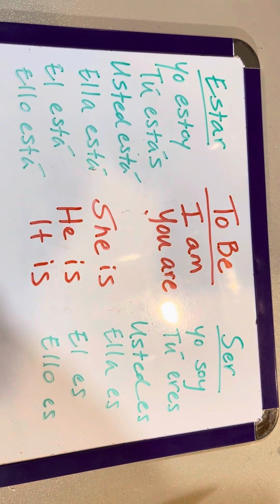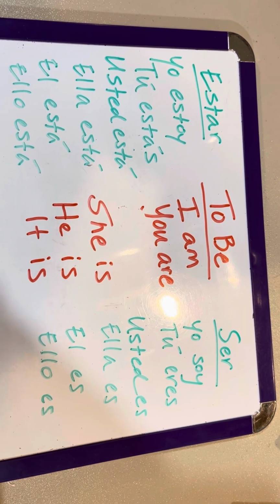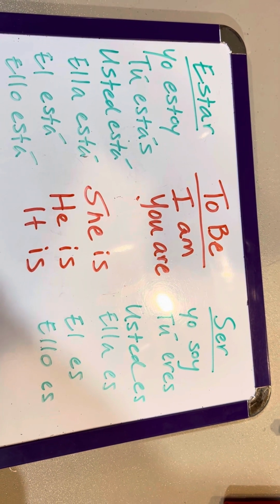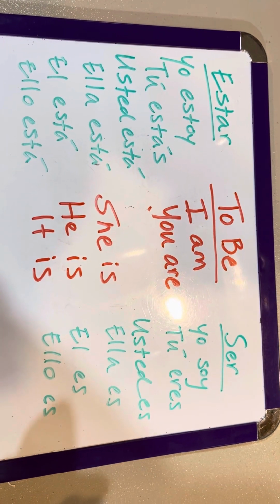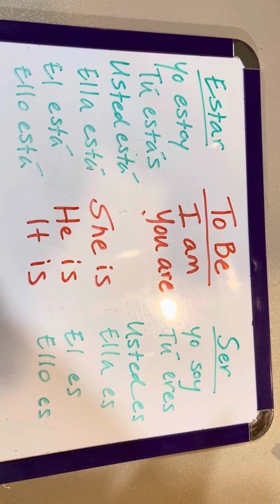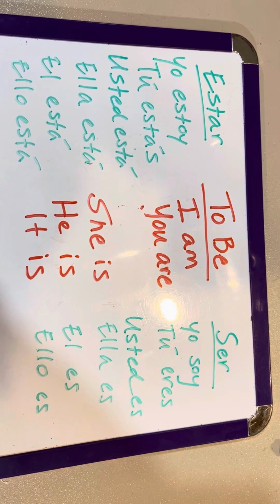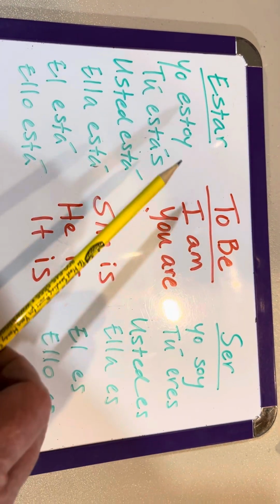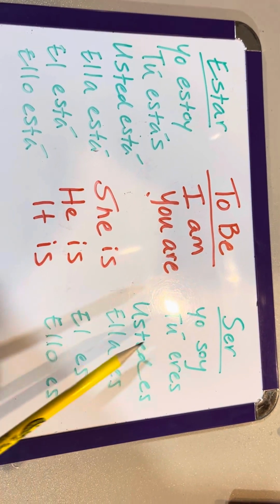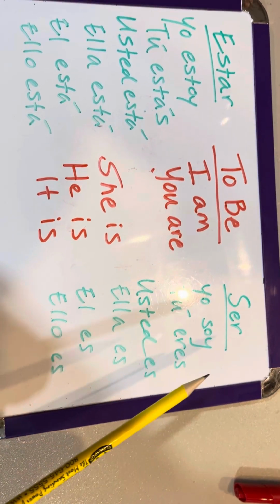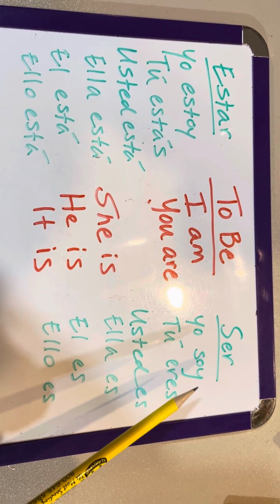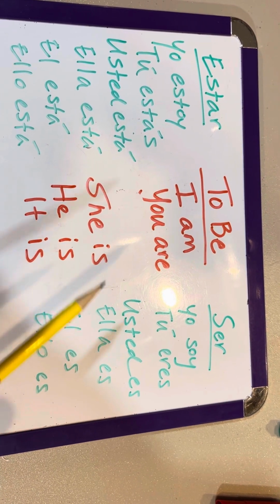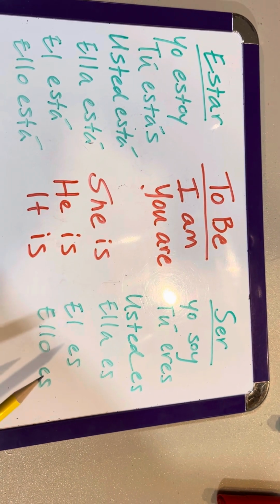It is a location. For instance, if I say estoy casada, that is I am married, even though marriage is supposed to be, in the eyes of God, a permanent relationship. It does not always go that way. So we're going to be seeing different situations where we have the temporary, and now we have the permanent. So you have yo soy, tú eres, usted es, ella es, él es, ello es.